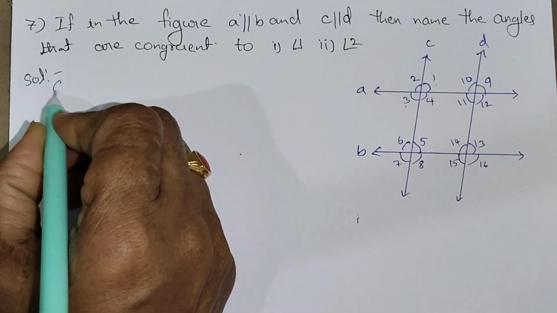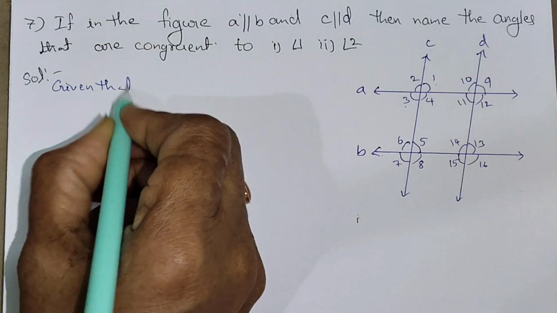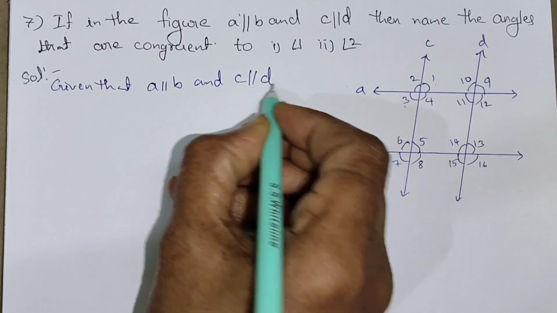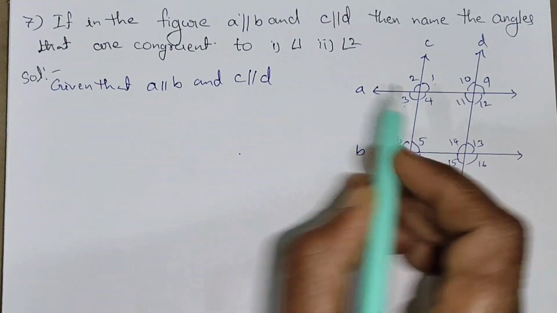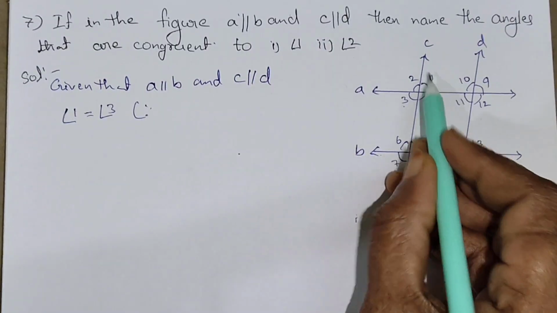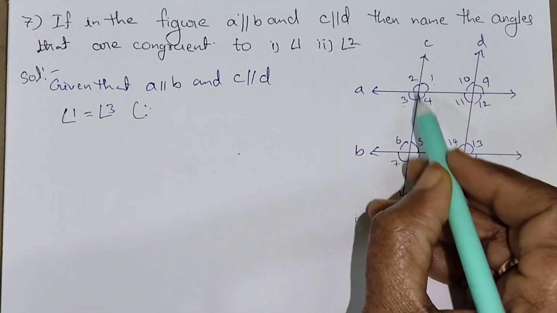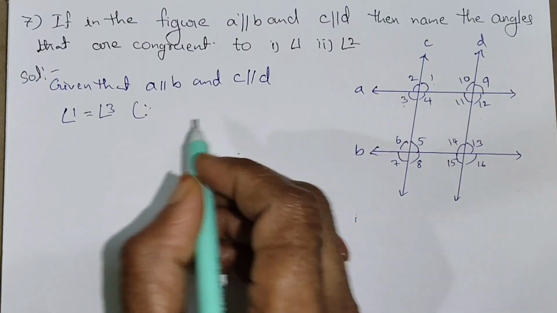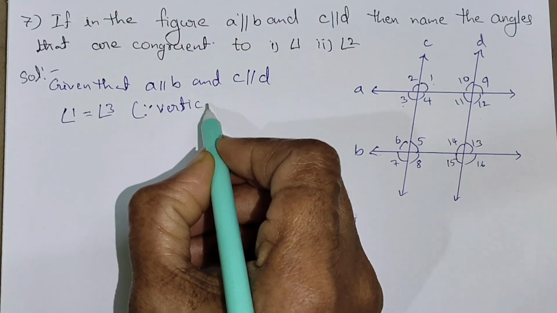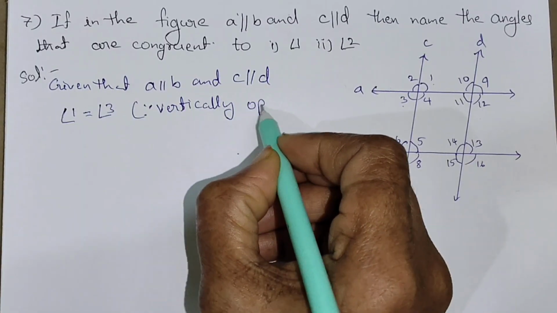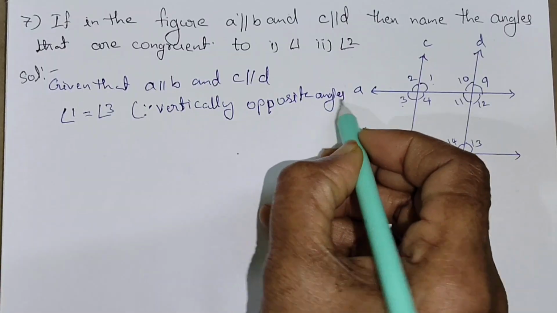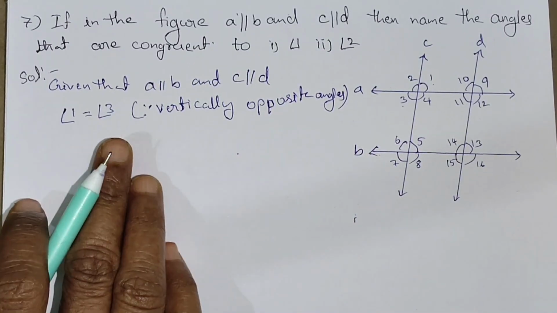So here first we write the given that A is parallel to B and C is parallel to D. So here angle 1 equal to angle 3. These two are the intersecting lines. A and C are the intersecting lines. So these two are the vertically opposite angles. Vertically opposite angles, 1 equal to 3.